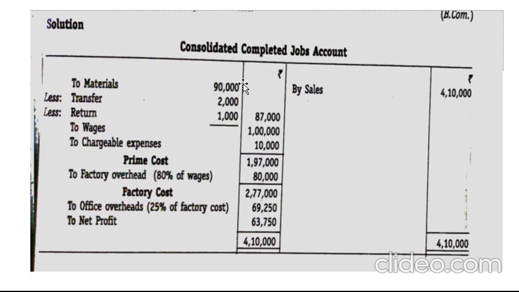So now we have materials 90,000 less transfer to work in progress. We have considered it here itself on the debit side by minusing from your materials, or you can consider this transfer on your credit items as to transfer to work in progress, materials transfer to work in progress 2,000. Either way you do, you get the same net profit. So now let's transfer 2,000.